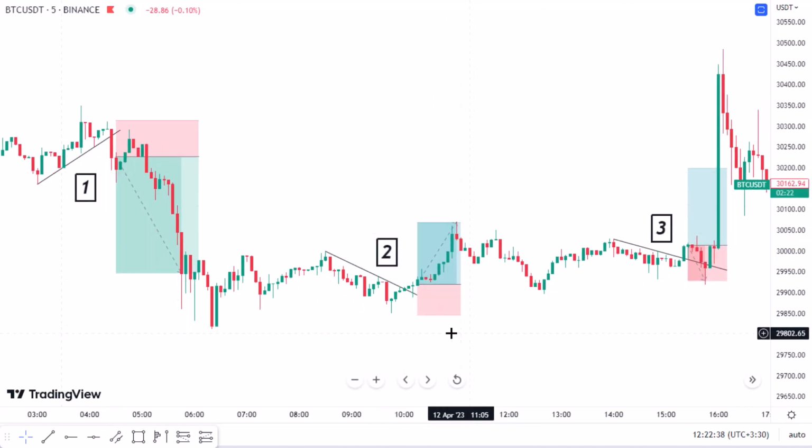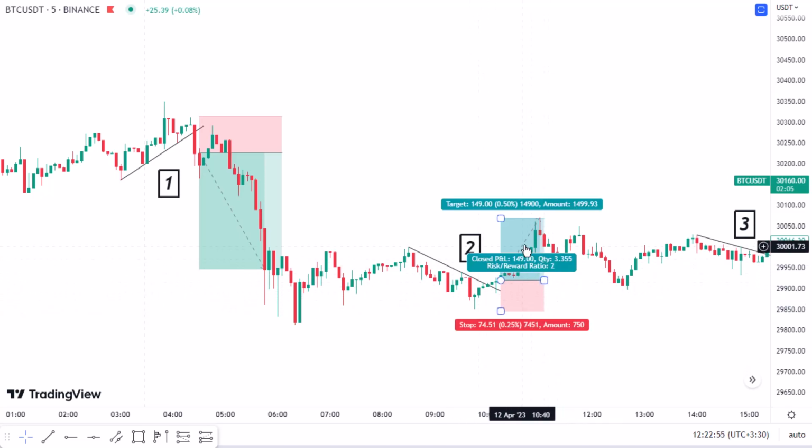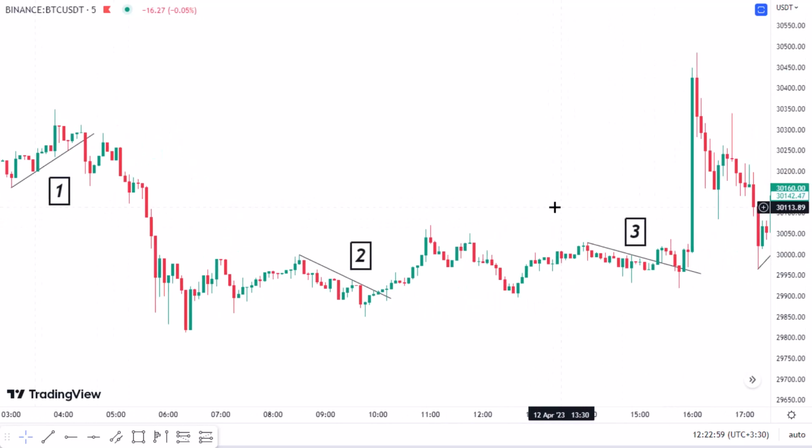On the second position, we did have this trend line with 1, 2, 3 touches. On the fourth time it was broken somewhere here. We did have the chance to enter a buy position, put our stop loss below the candles, and look for risk to reward 2, which gives us our reward on that candle there.